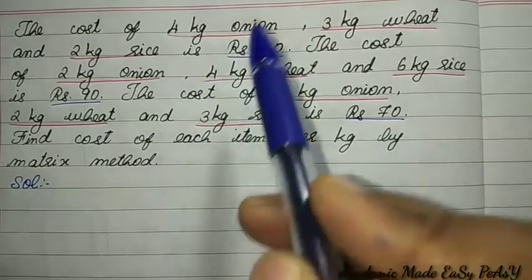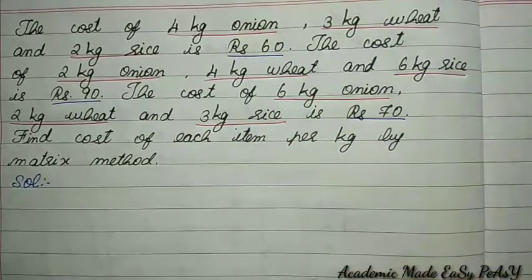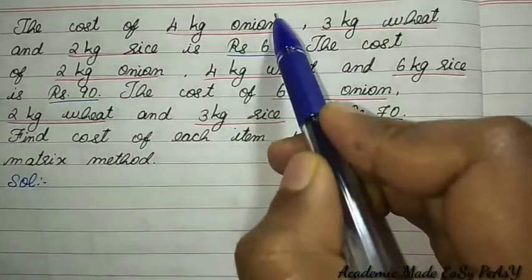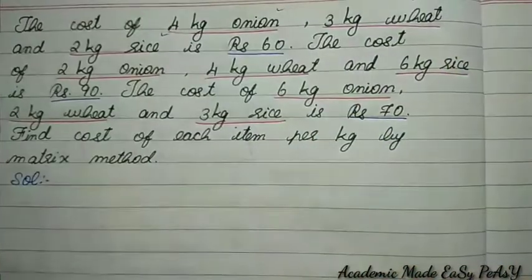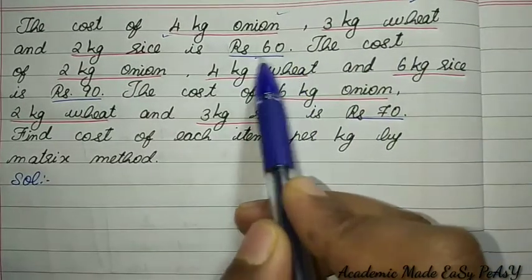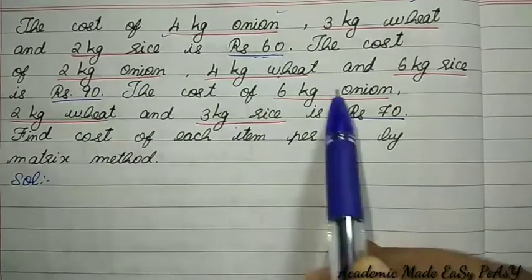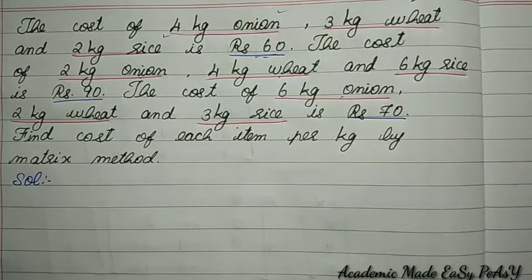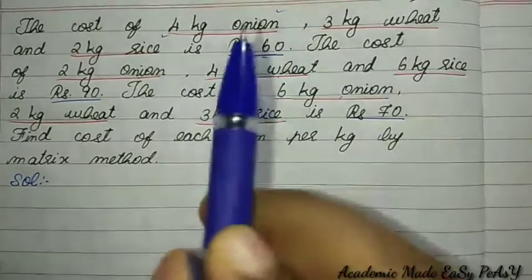Now see here, if you carefully look into this, there are 3 products that are given. 3 products, that is onion, wheat and rice. So these are the 3 things that are given and this is the equation, that is the solution for this. And here also 3 is given, here also 3 is given, isn't it? So we will be taking 3 variables for these 3 different things.